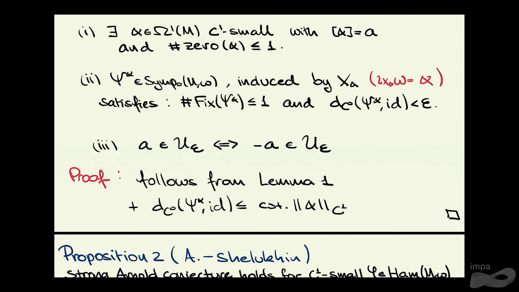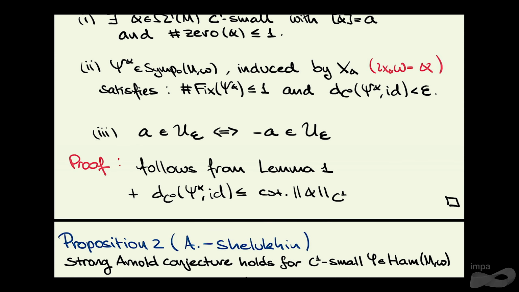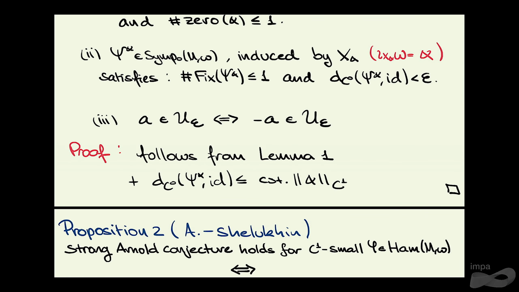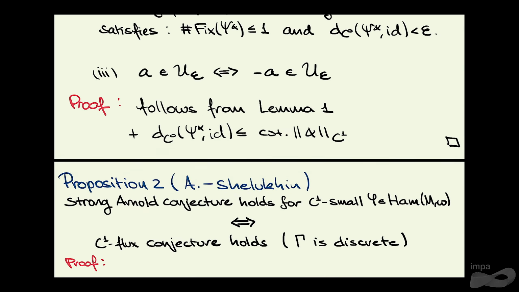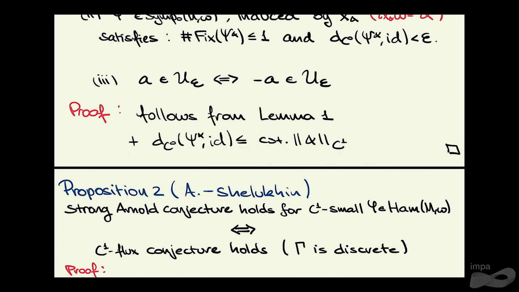So now, before going to the main proposition, let's have a toy model for it. Let's try to do the C1 case, see how we can relate the two things. So let's show that with this corollary that I just stated, one can show that the strong Arnaud conjecture for C1 small Hamiltonian diffeomorphisms, and when I say C1 small, I just mean the endpoint, not the whole path.